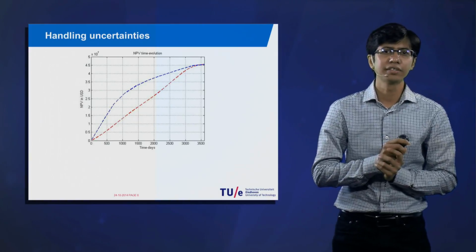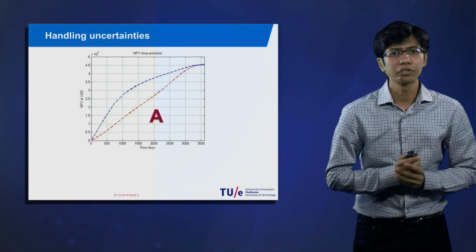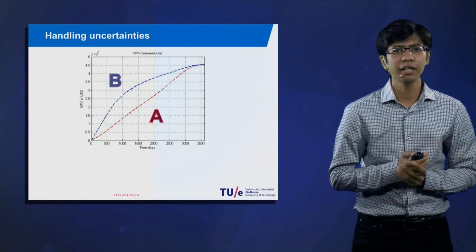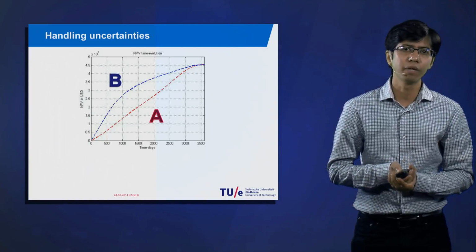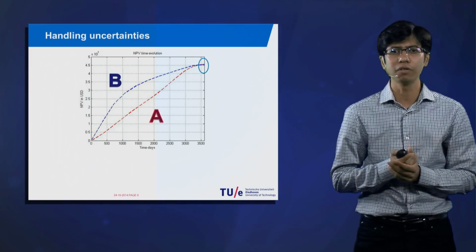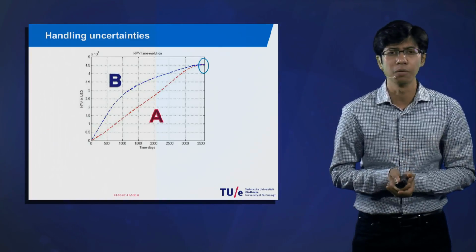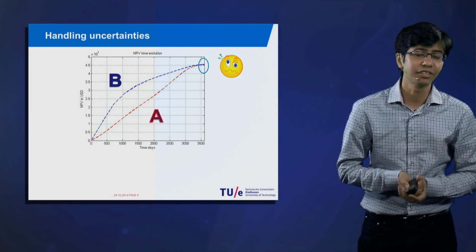Now see an example here. Let's consider I have two strategies. Let's call them strategy A and strategy B. And this is the result of those strategies in terms of NPV over time buildup. And we can see that they achieved almost the same NPVs at the end. The only thing we know is that this NPV that we have achieved is uncertain.